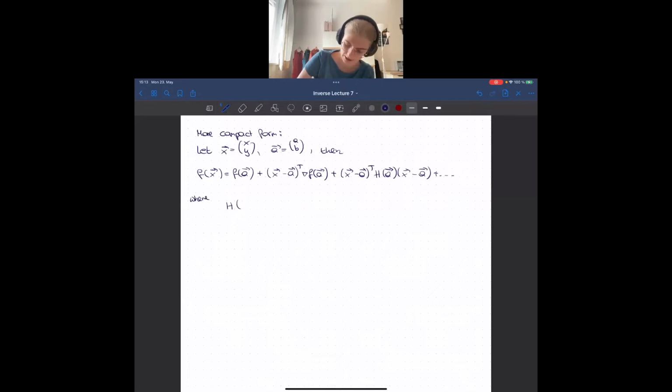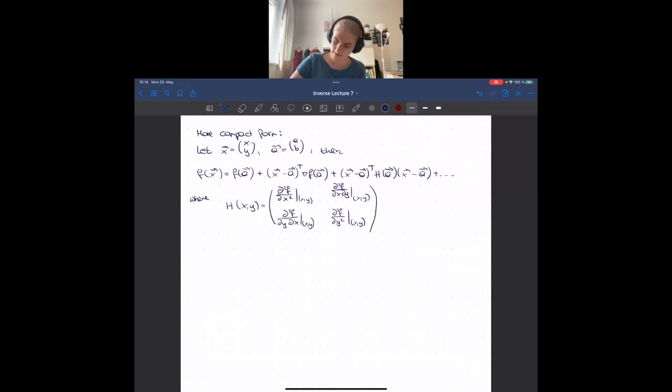So this H of x and y, or H of the vector x, or whatever notation we use, is in the case here a 2 by 2 matrix containing the second derivatives. So on the diagonal, we have the second derivatives with respect to x and y. And here we have the mixed derivatives. So this is the Hessian matrix.